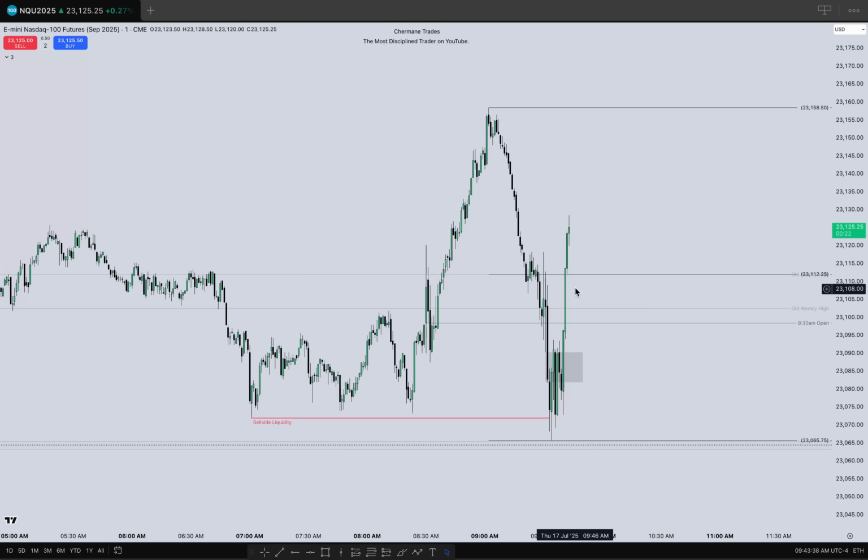Waiting. So we have this fair value gap that's in the lower half of that implied dealing range. That's where I would like to get my entry. If I don't get that, then it's no big deal. And then we have those two inefficiencies stacked on top of each other.